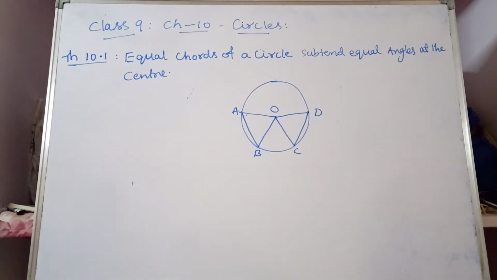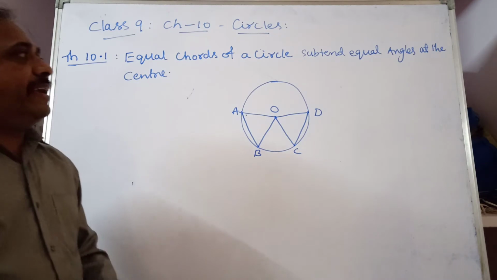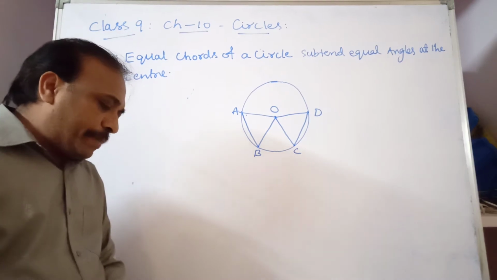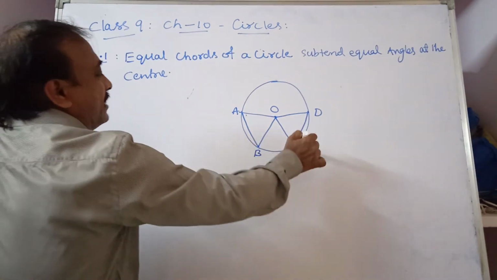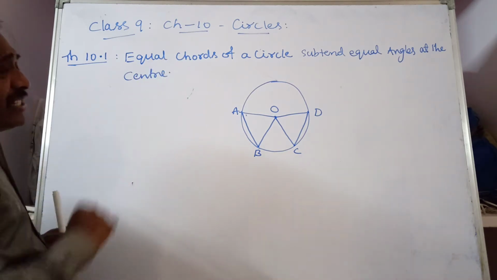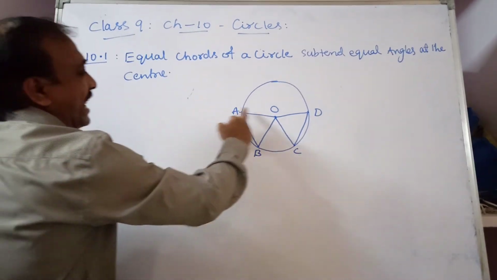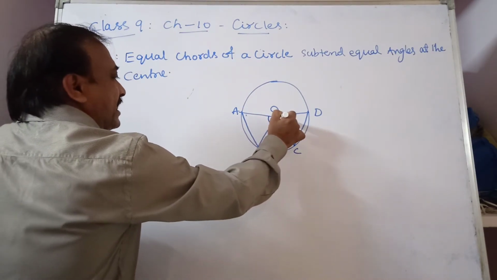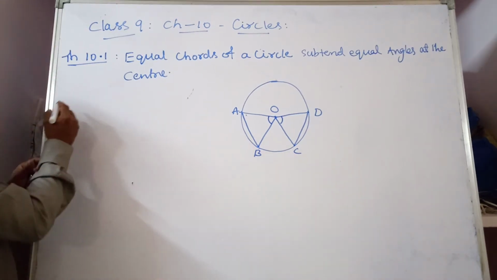Now theorem 10.1. Equal chords of a circle subtend equal angles at the center. Chords are equal. AB is a chord, CD is a chord. Those two are equal. Now if the chords are equal, they form equal angles at the center. So we have to prove that angle AOB is equal to angle COD. This part and this part, we have to prove that they are equal. Let us see first.